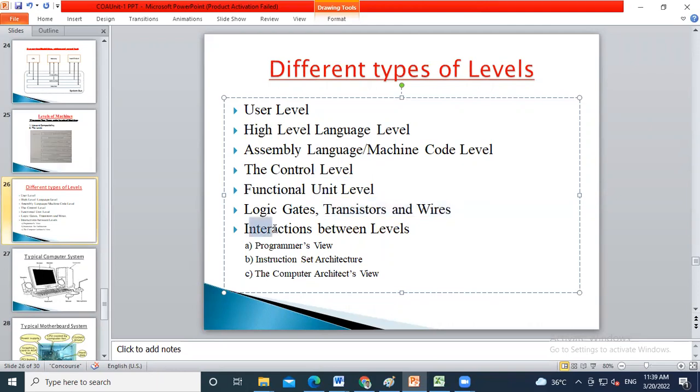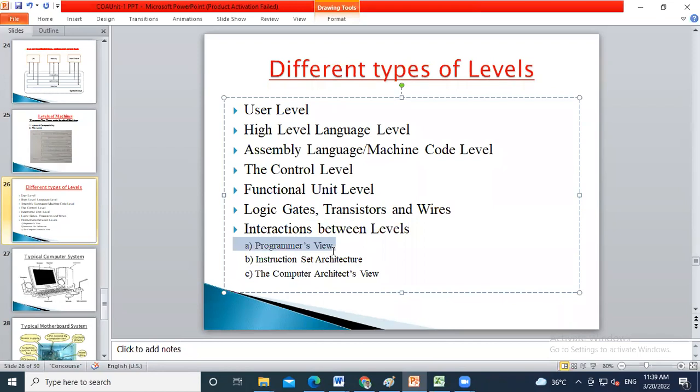And at the last, they started with interactions between the levels, like one device to another device, peripheral devices: printers, scanners, speakers, whatever external devices you are using. That is the interaction between devices. Again, there are three subcategories: programmer view, instruction set architecture, and computer architecture.